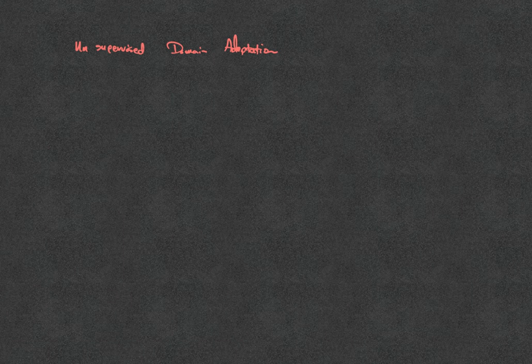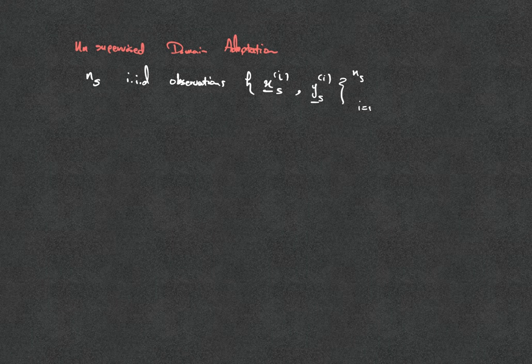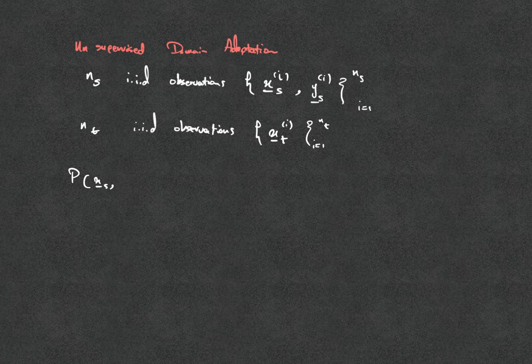Let's consider the problem of unsupervised domain adaptation. For that matter, you have n_s IID observations from a source domain distribution, and you also have n_t observations from the target domain distribution. So note that the distribution for source is going to be P, and for target we're going to be Q. And we know that P is not always going to agree with Q.